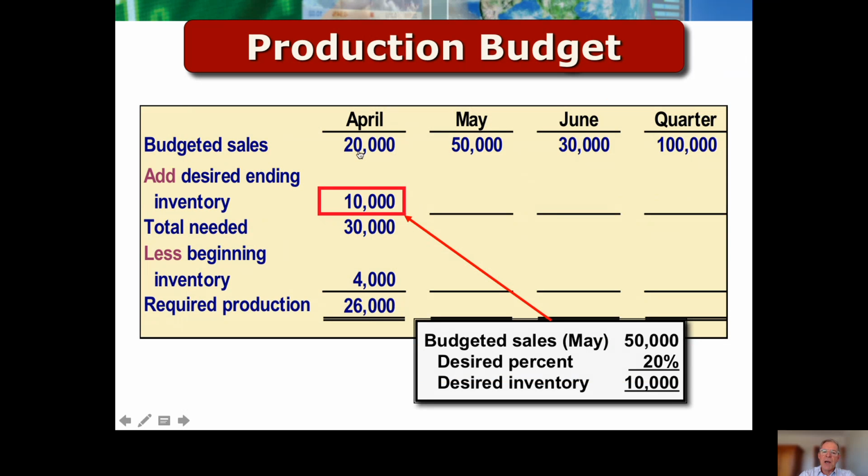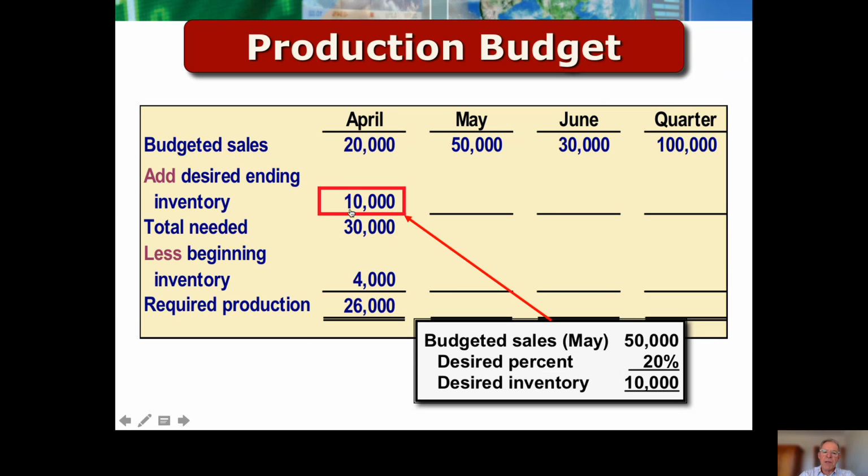Again, these are units just brought forward from the sales budget, starting with the sales. Then we're adding the required budget, 20% of the next month's sales, 20% of 50,000. So I'd like ending inventory to be that. 20,000 and 10,000 adds to 30,000, minus beginning stock given in the question will give me my required production for April. And we just continue that trend.